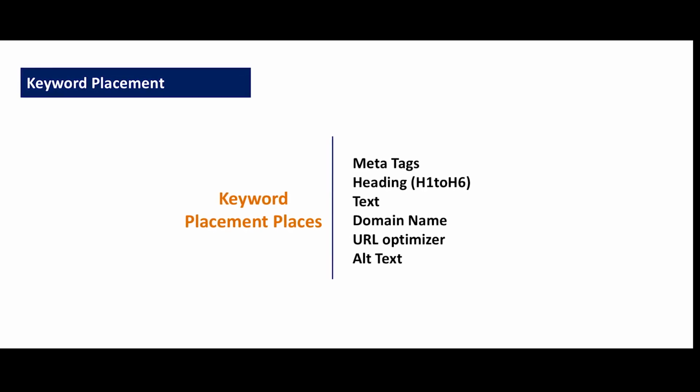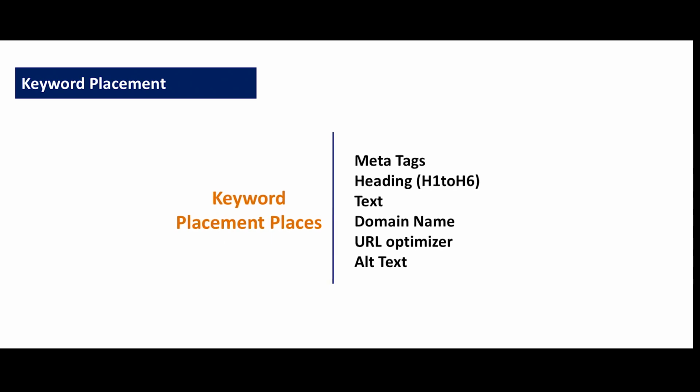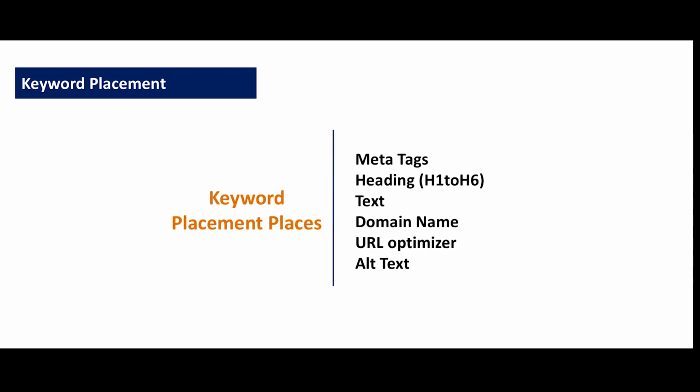We have already discussed at length what keywords are and how to identify various keywords using different keyword planner tools. And I hope by now you are comfortable preparing a list of various keywords. Now let us see the other places where keywords are placed, and these are meta tags, heading text, domain name, URL optimizer, and alt text. Let us discuss them one by one.